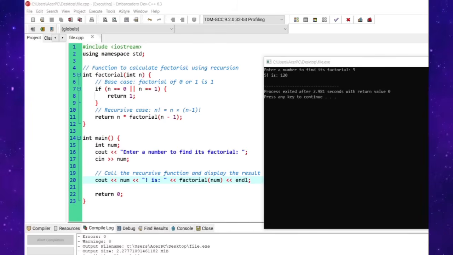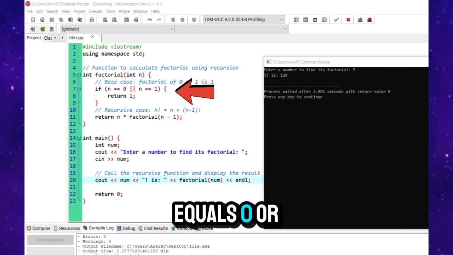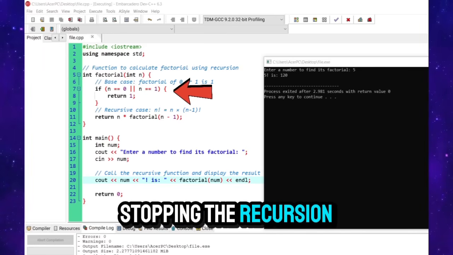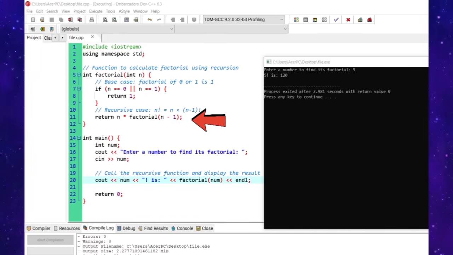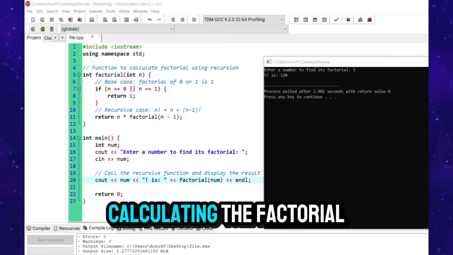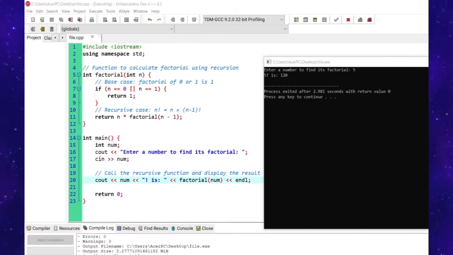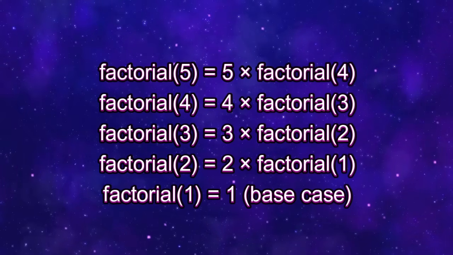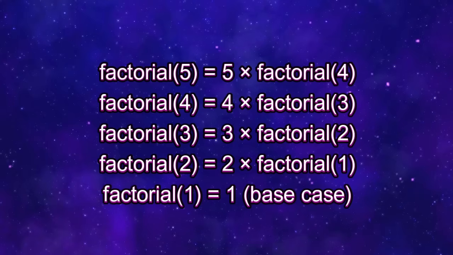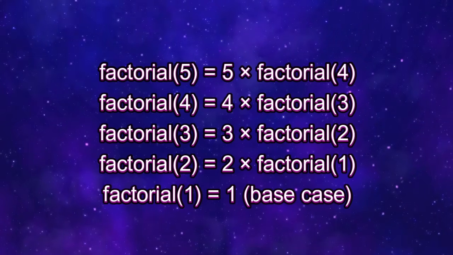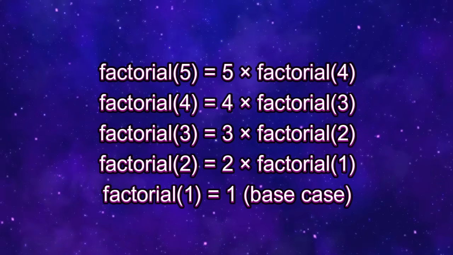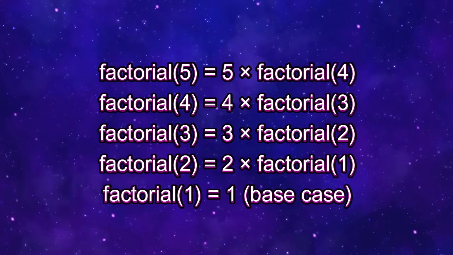How it works. The base case is when n equals 0 or n equals 1, the function returns 1, stopping the recursion. Recursive case. For n greater than 1, the function calls itself with n minus 1, calculating the factorial step by step. Factorial of 5 equals 5 times factorial of 4. Factorial of 4 equals 4 times factorial of 3. Factorial of 3 equals 3 times factorial of 2. Factorial of 2 equals 2 times factorial of 1. Factorial of 1 equals 1, base case.